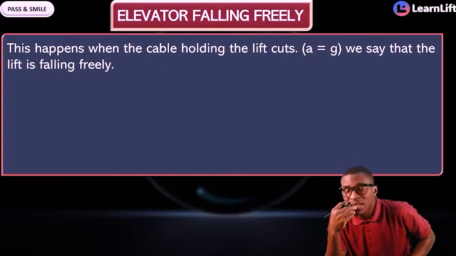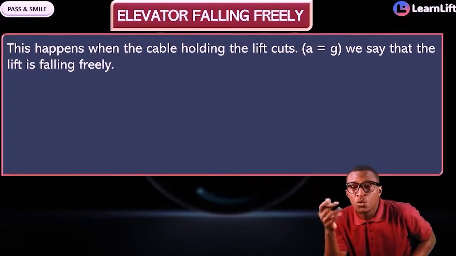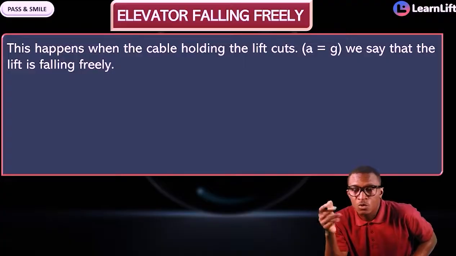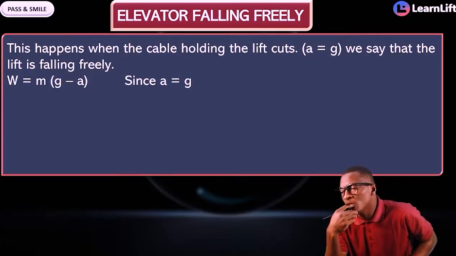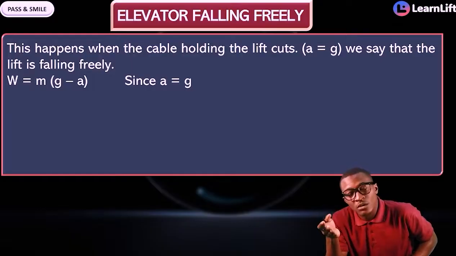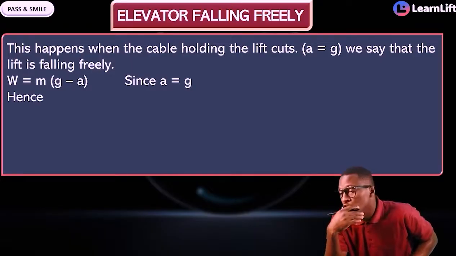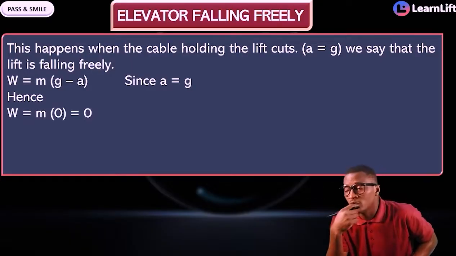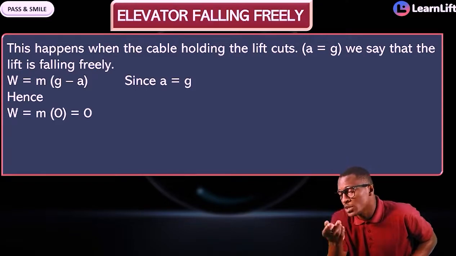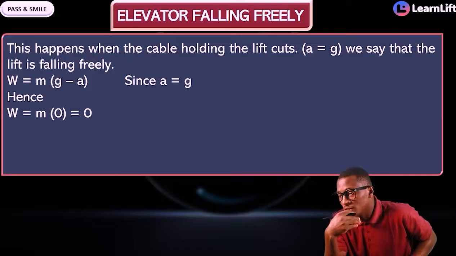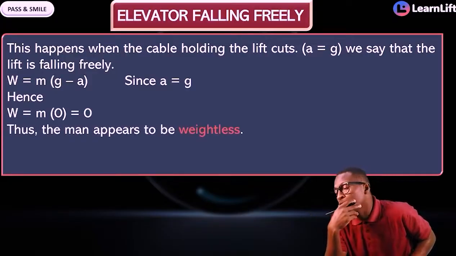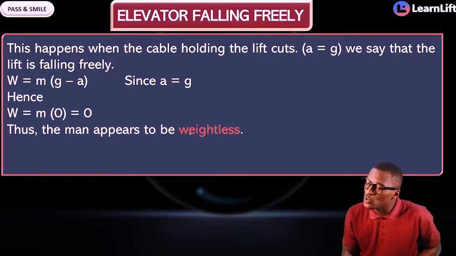So let's also give the right thing to that. We said that this happens when the cable holding the lift cuts. A will be equal to G, because we say it's undergoing what? Free fall. That means it's going to fall freely. And we know that W is equal to M(G minus A) for downward movement. Since A is equal to G, it will now give us your what? Your weight, or your tension, will be equal to mass into G minus A. That's G minus G, which is 0. And the weight will be equal to what? 0. Thus, it appears to be what?